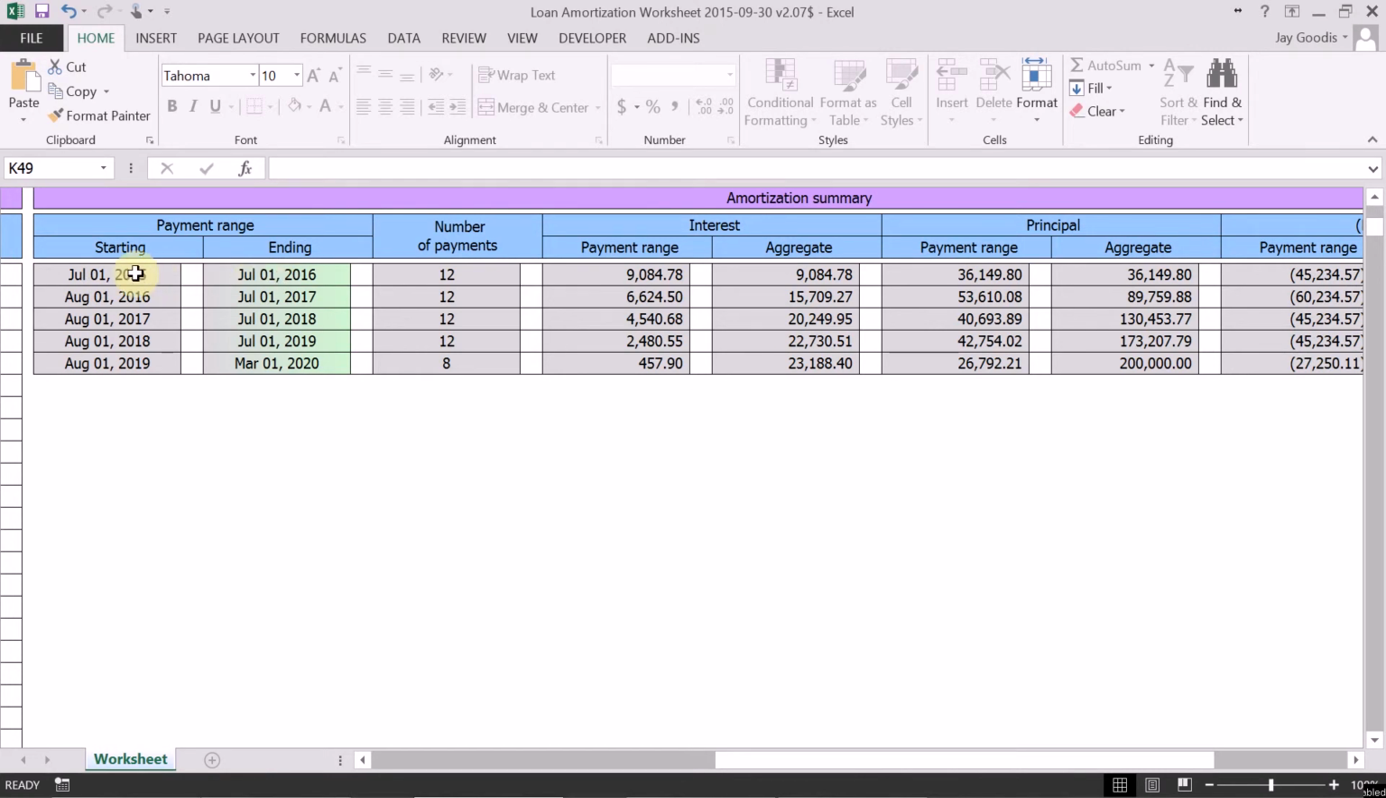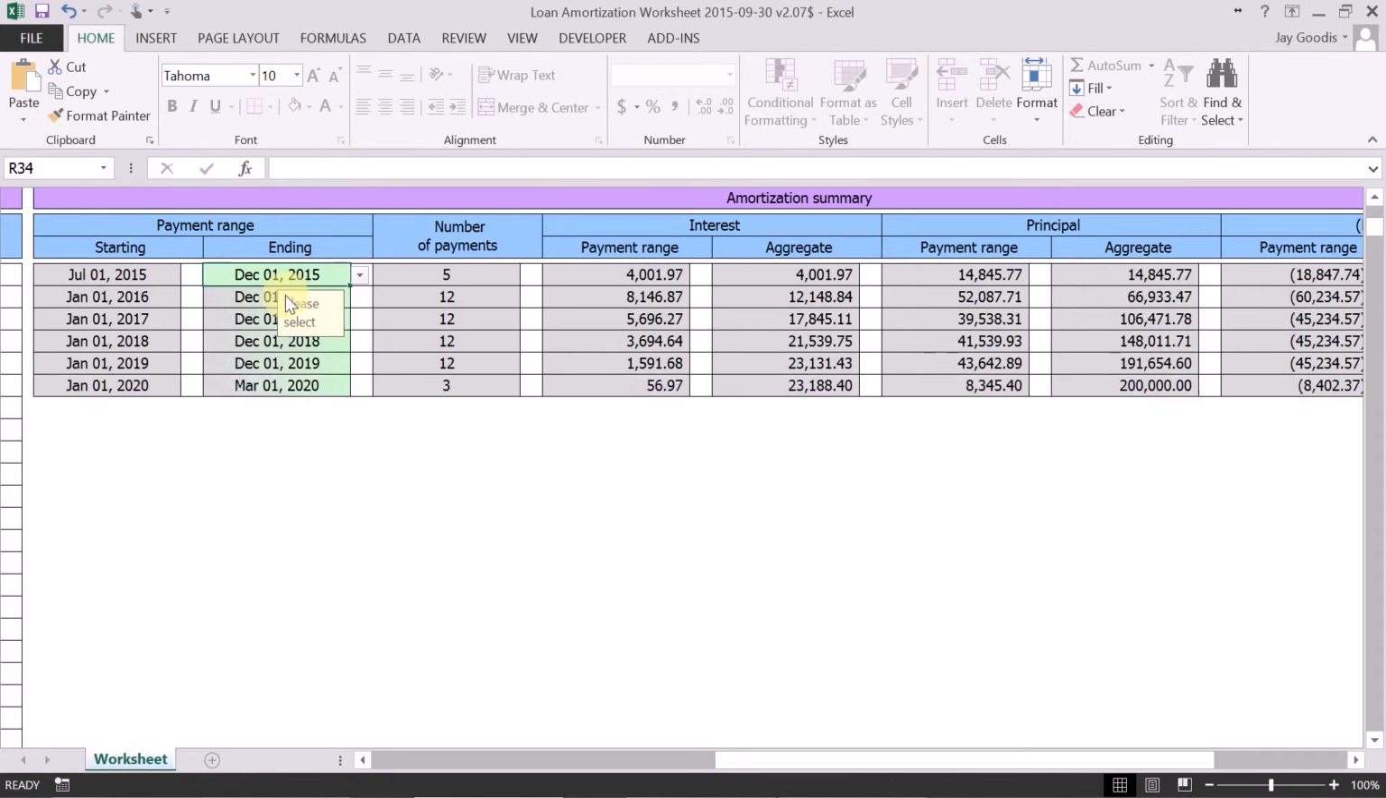The loan was taken out on July 1st, but let's assume our client has a December year end. So therefore, we're looking for all payments between July 1st, 2015 and December 1st, 2015. We will then give you all the detail for that select period. We can see that for the first year, we have 5 payments. Our interest was $4,001.97. That's also our aggregate, but as you can imagine, the aggregate increases as we go to the later years.